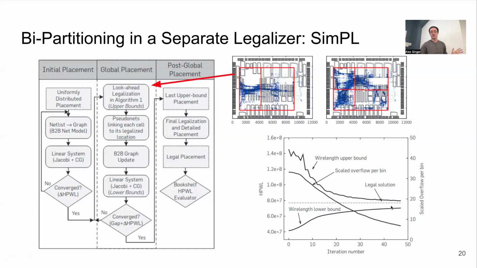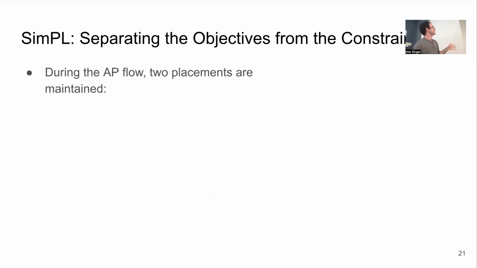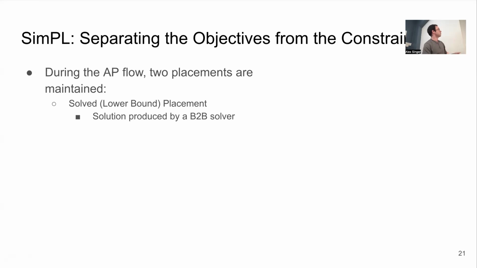Just a big entry point into SimPL. Separating the objectives from the constraints is a concept I haven't covered yet in this talk. So during the AP flow, two placements are maintained. We have the solved lower bound placement, which is the solution produced by a bound-to-bound solver, and we have a legalized upper bound placement. The naming here is that lower bound means we're not going to get anything better than this HPWL, and the legalized upper bound means we're not going to get anything greater than that, and these bounds will get tighter and tighter as I solve my global objective.